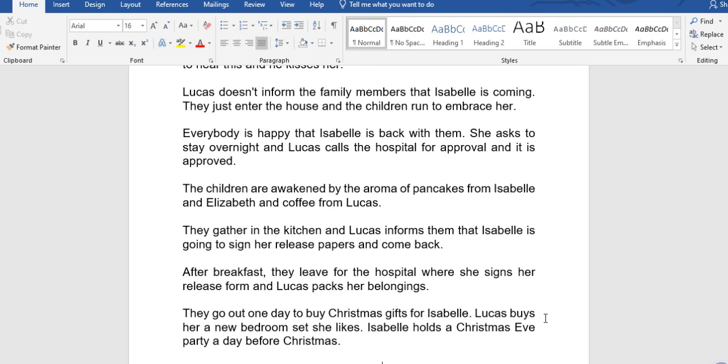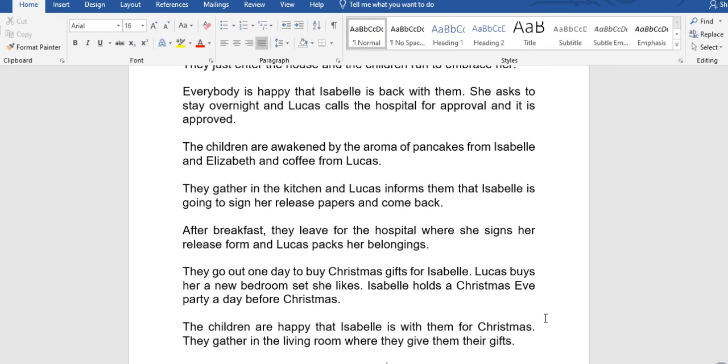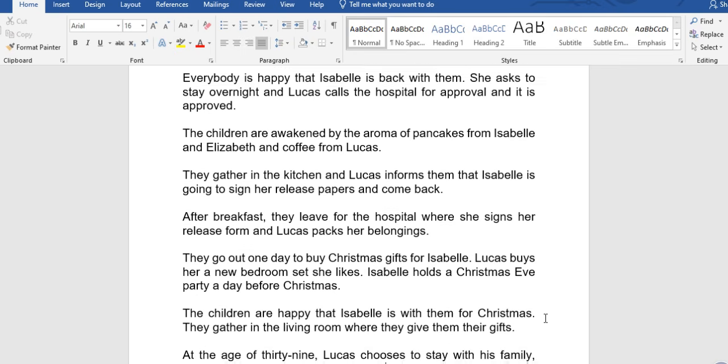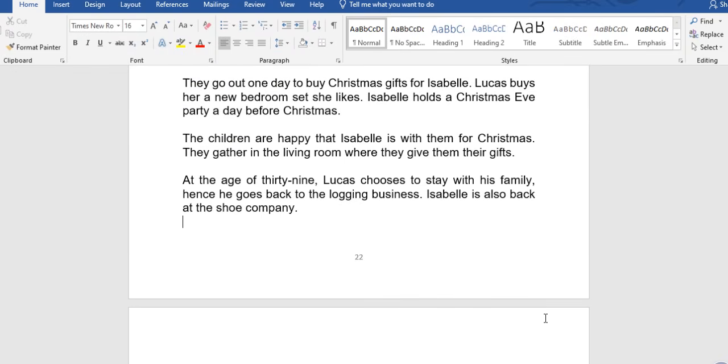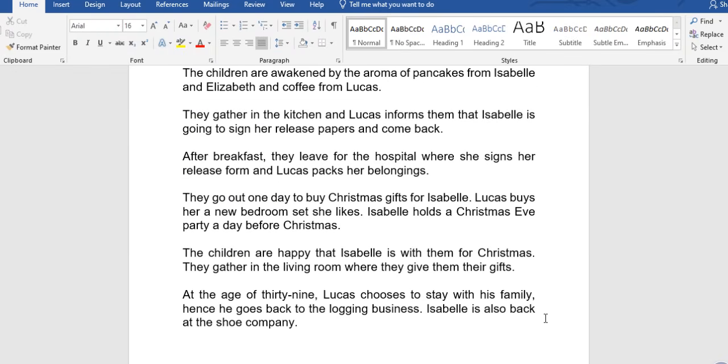The children are awakened by the aroma of pancakes from Isabel and Elizabeth and coffee from Lucas. They gather in the kitchen, and Lucas informs them that Isabel is going to sign her release papers and come back. After breakfast, they leave for the hospital where she signs her release form and Lucas packs her belongings. They go out one day to buy Christmas gifts for Isabel. Lucas buys her a new bedroom set she likes.